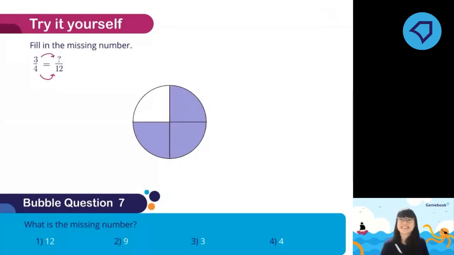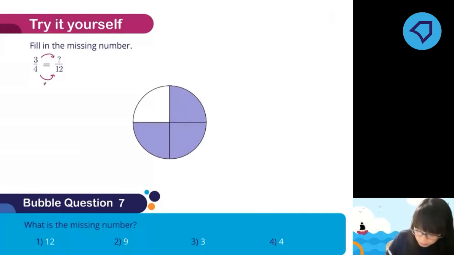Well done, Yang. And what's the magic number you guys multiply by? From 4 to 12, you need to multiply by 3. Excellent job. Multiply by 3. So the numerator is multiplied by 3. Your answer should be option number 2.